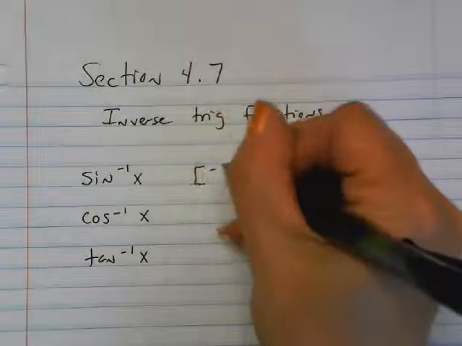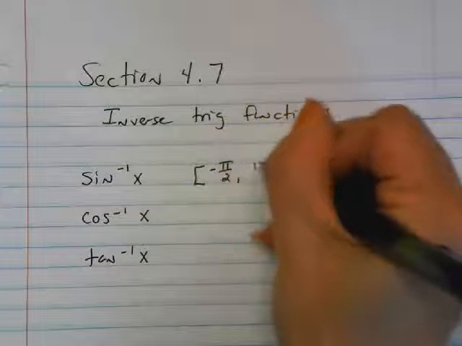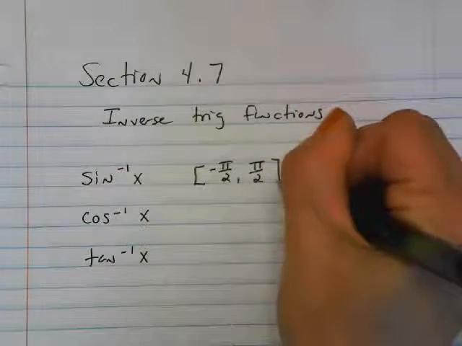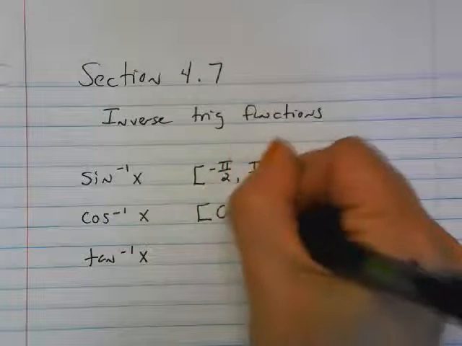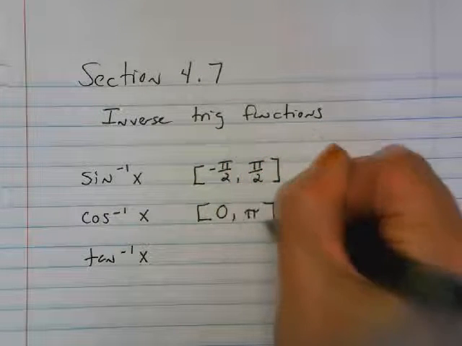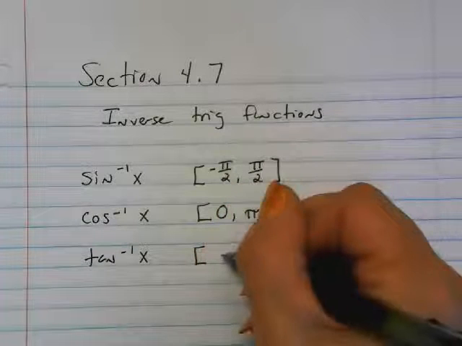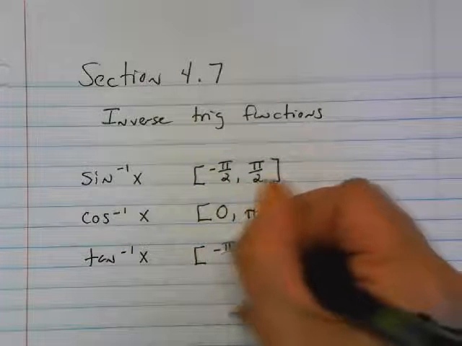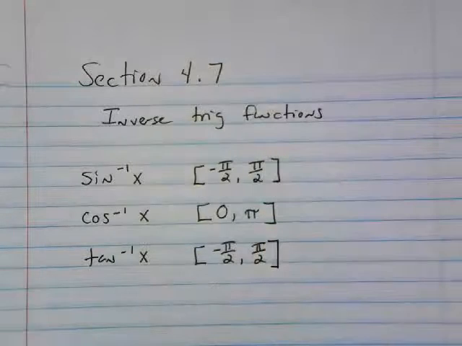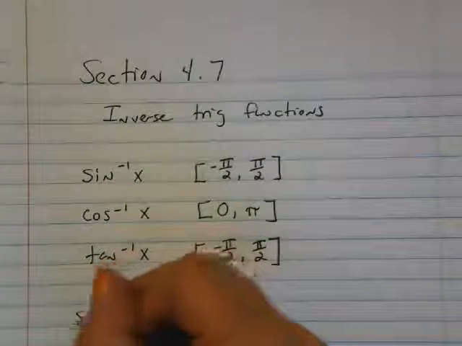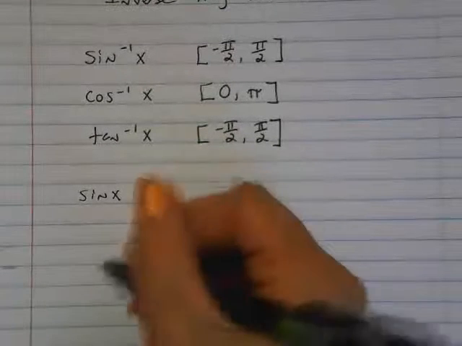And his interval is negative pi over 2 to pi over 2. So that's where his domain is lying. Cosine's domain is from 0 to pi. And inverse tangent is negative pi over 2 and pi over 2. Okay, and I'm going to show you, if we would look at the sine graph, why this happens.